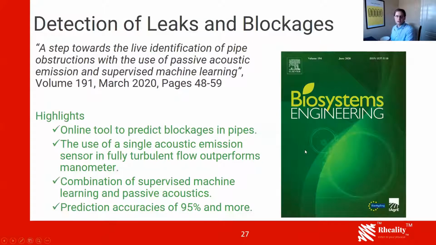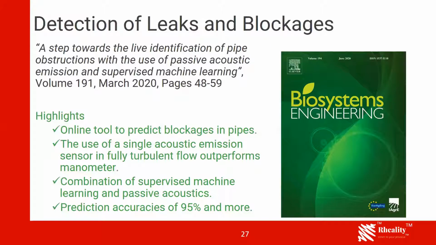And the other thing is detection of leaks and blockages. We did something, and IAgrE has a very lovely journal, because Steve was my CEng mentor, obviously, and it's a good journal. We look at different obstructions, so we can use that as an online tool to predict blockages in pipes. We can use a single sensor in fully turbulent single phase flow that outperforms our manometer. I will show that in a second. A combination of supervised machine learning and passive acoustics works very well in our simplification algorithms, and we have very high correct accuracies in prediction of 95% or more.